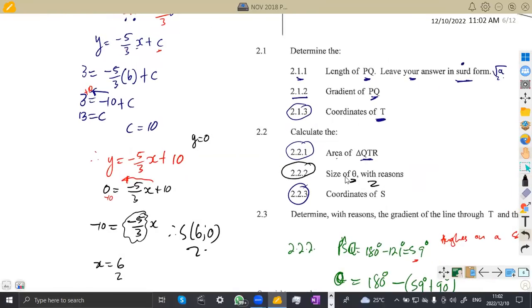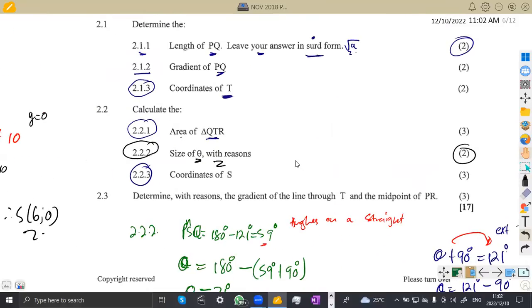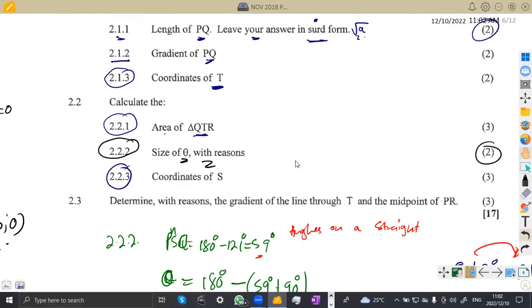All right. 2.3, determine with reasons the gradient of the line through T and the midpoint of QR. So we need the gradient of the line which is going to pass through the point T and the midpoint of QR.